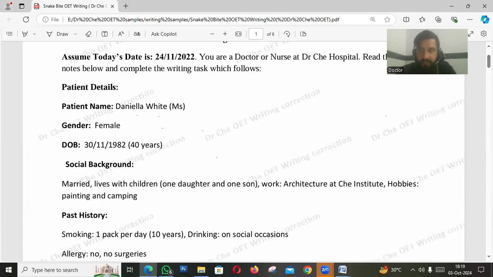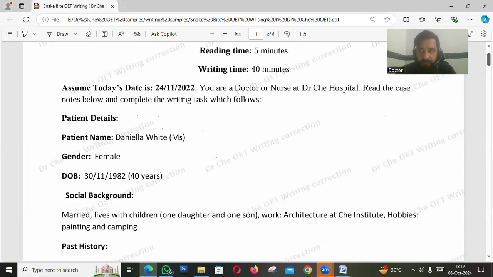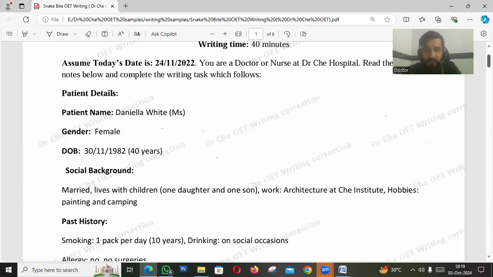Next, we are going to read the case notes. This is today's date, and you are a doctor or nurse at this hospital. Read the case notes and complete the task. The name of the patient is Daniela White, and you will get the title. Many of you worry whether to write Miss, Mrs. or Mr. In the real exam, you will get it in the bracket. So you will write for this patient, Miss Daniela White.